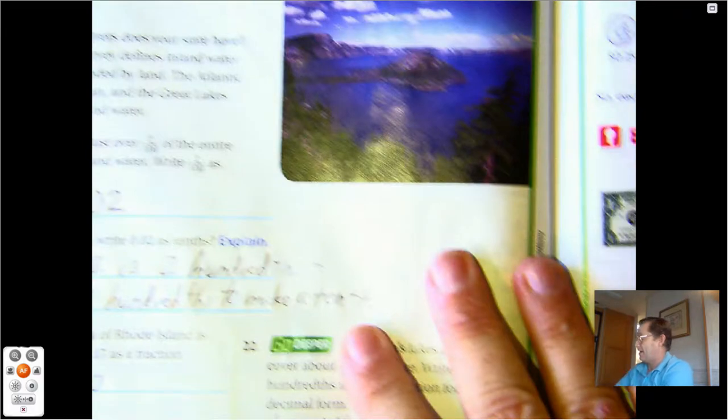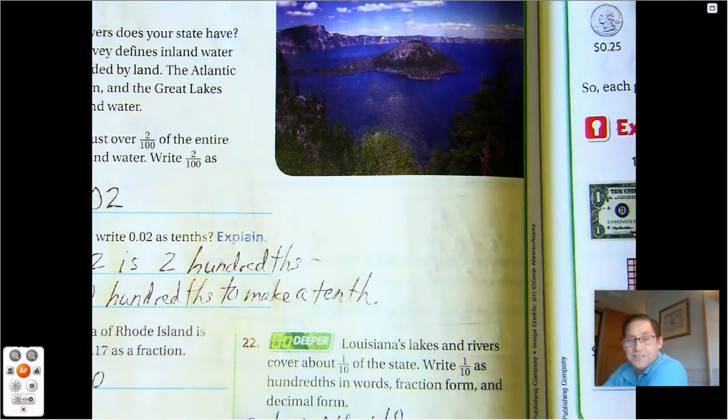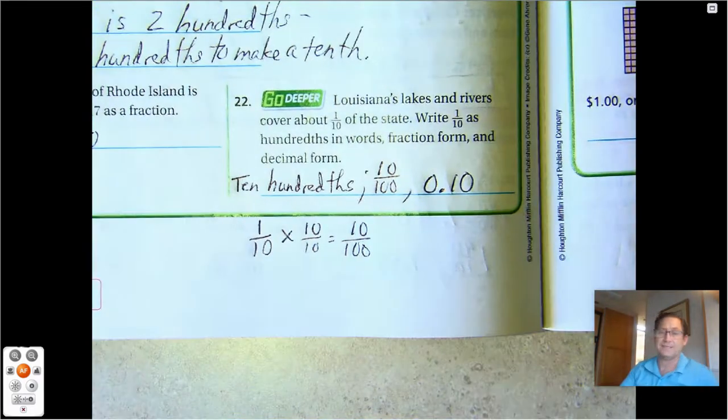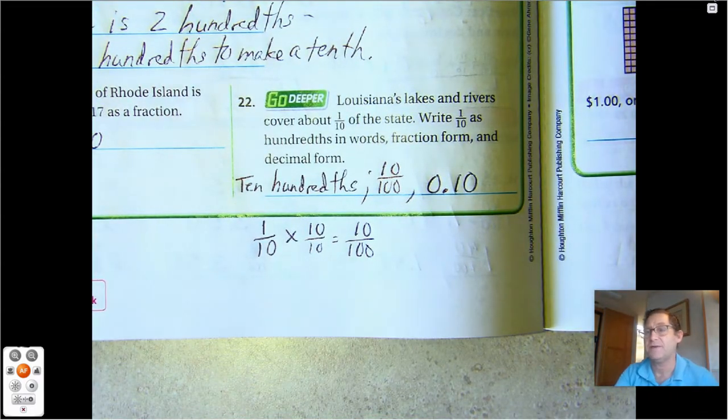So that's it for lesson 9.3. Our next lesson will be relating fractions, decimals, and money. So until our lesson on 9.4, may the numbers always be in your favor.